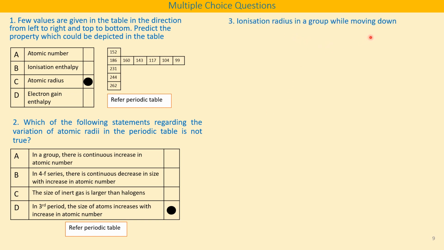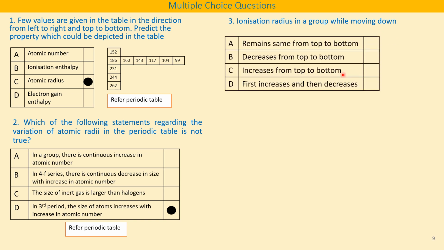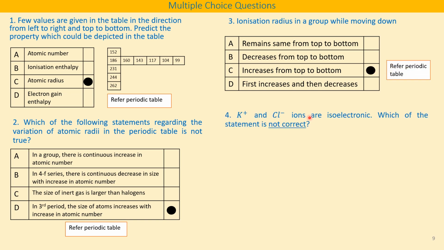Ionic radius in a group while moving down: remains same from top to bottom, decreases from top to bottom, increases from top to bottom, first increases and then it decreases. Please pause the video and mark the correct answer. The ionic radius in a group increases from top to bottom since one energy shell is added with each period. So option C is the correct answer. Please mark it.